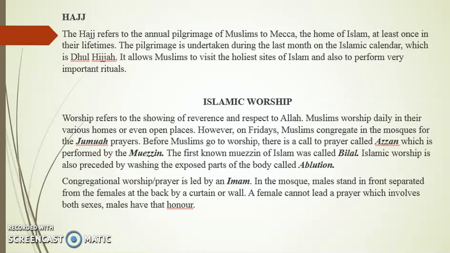Now, the Hajj refers to the annual pilgrimage of Muslims to Mecca, the home of Islam, at least once in their lifetimes. The pilgrimage is undertaken during the last month of the Islamic calendar, which is Dhul Hijjah. That is Dhul Hijjah, December, in the Christian calendar. It allows Muslims to visit the holiest site of Islam and also to perform very important rituals, such as the Ihram, the Tawaf, the Sayah, the visit to Muzdalifah, and then the visit to Mount Arafat and the rest. We will come to that later.